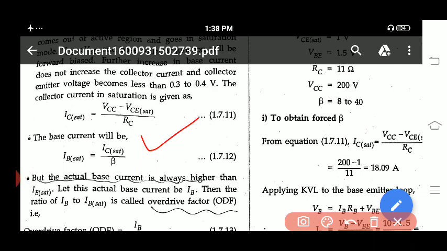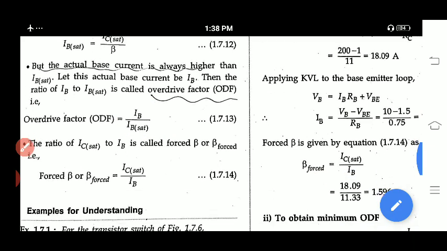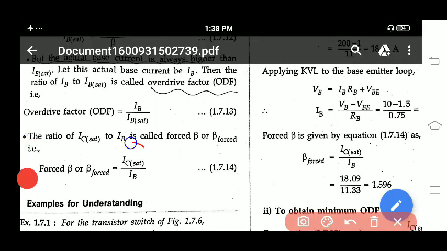IB sat equal to IC sat by beta, but the actual base current is always higher than IB sat. Practically IB will be more than IB sat. Let this actual base current be IB. Then the ratio of IB to IB sat you can consider the overdrive factor. You can represent overdrive factor as IB by IB sat. The ratio of IC sat to IB is called forced beta. Beta forced equal to IC sat divided by IB.